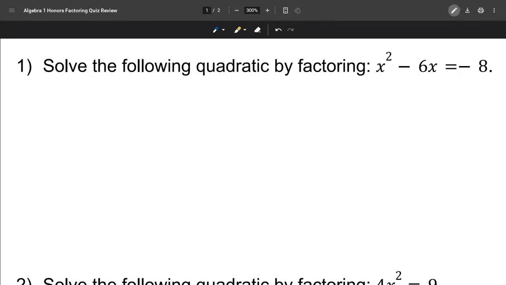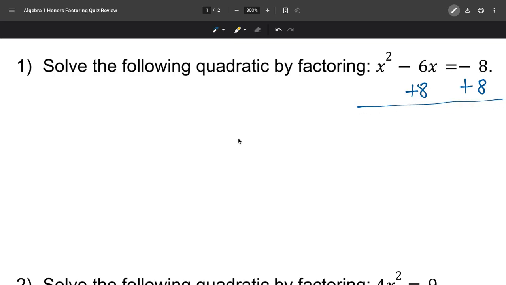In this video we are going to solve quadratics by factoring. So let's look at this first one. We've got x squared minus 6x equals negative 8. My first step will be to add 8 to both sides because we want to get one side equal to 0.